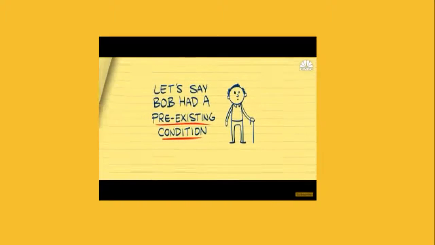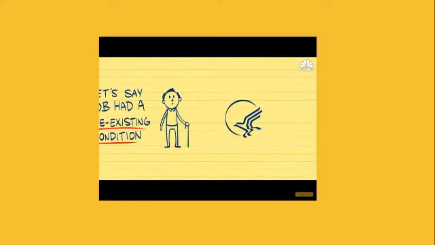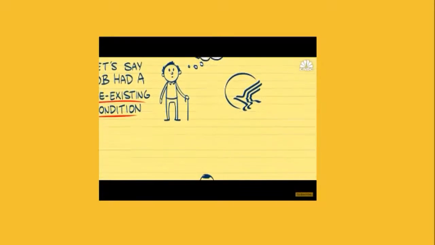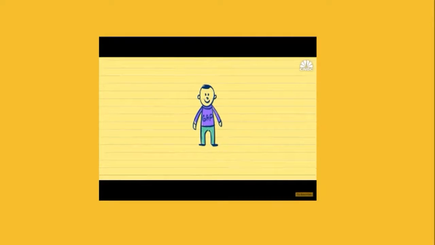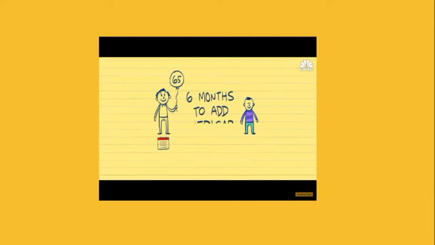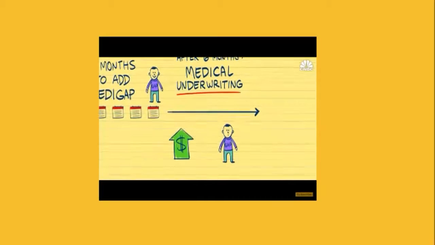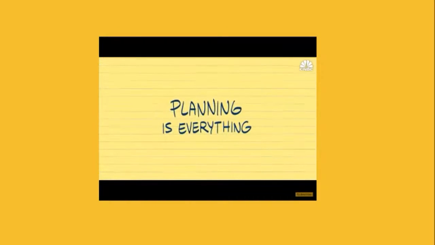Let's say instead that Bob had a pre-existing condition. This won't hurt his eligibility for Medicare, but he is worried about covering the costs of treatment. If his best bet is to add a Medigap policy, Bob needs to jump on it right away. When you first enroll in Medicare, you have 6 months to add Medigap. After 6 months, you'll have to go through medical underwriting, meaning you could be charged more or denied coverage. When it comes to Medicare, planning is everything.